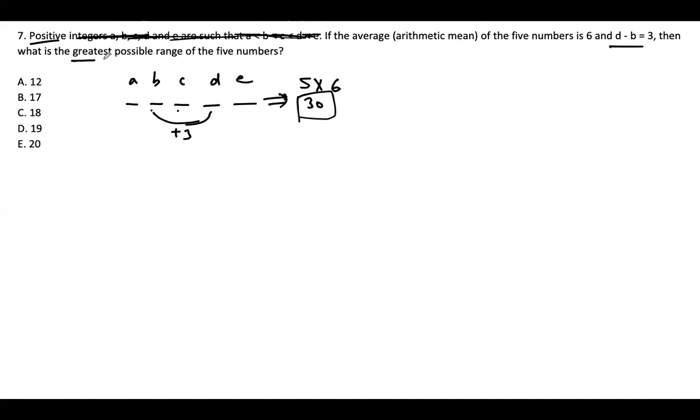What is the greatest possible range of the 5 numbers? If they are positive, what is the minimum value of this? 1. What will be this value?